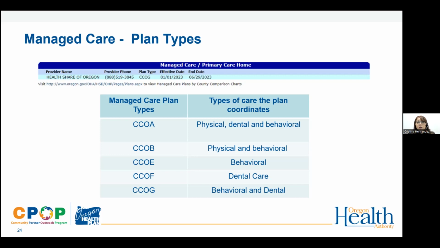So then we would see, okay, they're enrolled in a CCOF, then that means that the CCO is just coordinating the dental care part of things, and then everything else is under open card. So the behavioral health and the physical health are under open card. And then CCOG means that the CCO is just coordinating the behavioral and dental portion, and then the physical would be under open card.